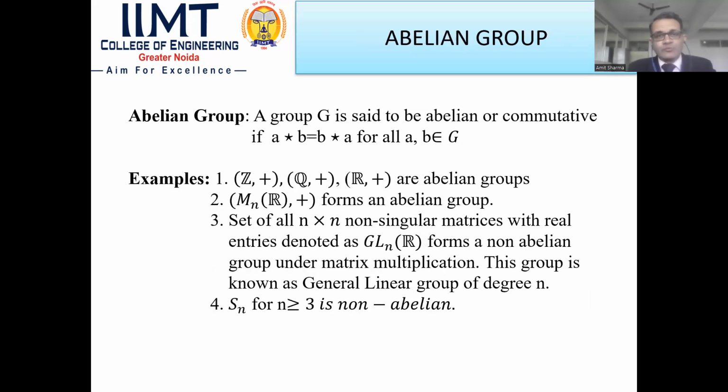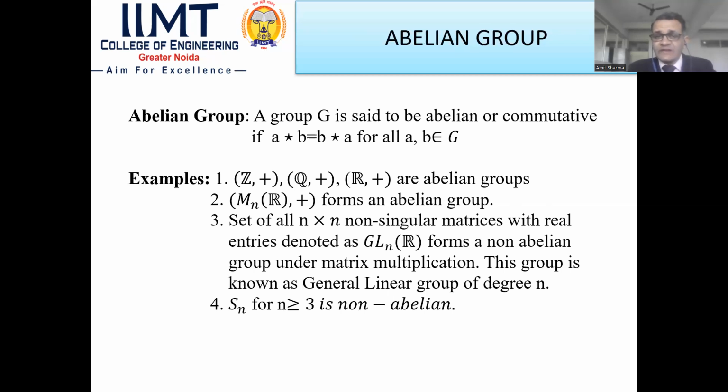Now, what is an abelian group? A group G is said to be abelian or commutative if a star b is equal to b star a for all a, b belonging to G. Now we have some examples. The set of integers, the set of rational numbers, and the set of real numbers with respect to addition are abelian groups.